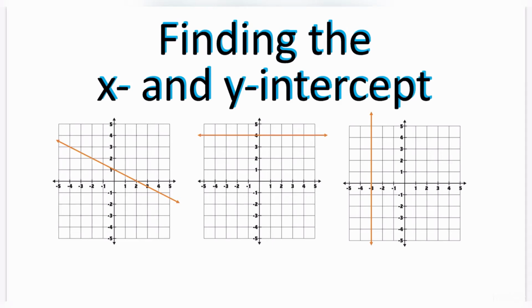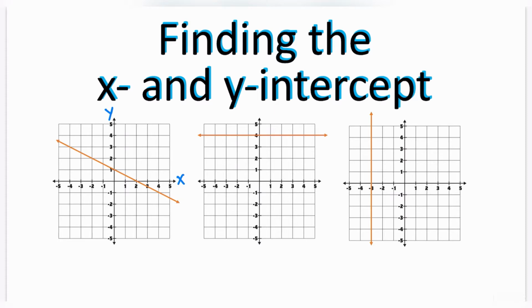Today we're going to talk about finding the x and y intercept. So the first thing I want you to do is to look at the three graphs that you see in front of you. We are going to identify the x and y intercepts by looking at the graphs. Remember that this is your x-axis, this is your y-axis. Your x and y intercept are the places where the line is going to cross the x-axis and the y-axis.